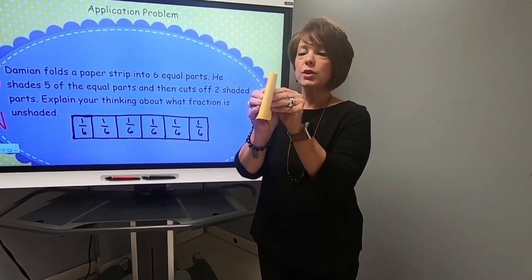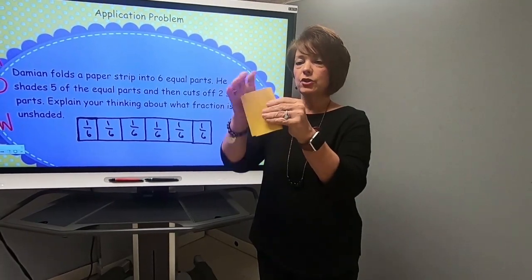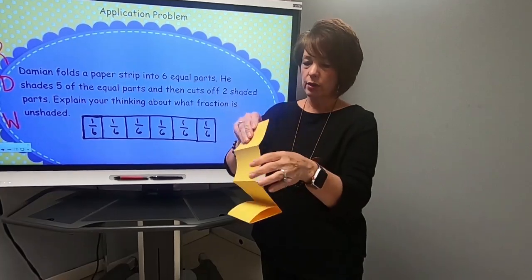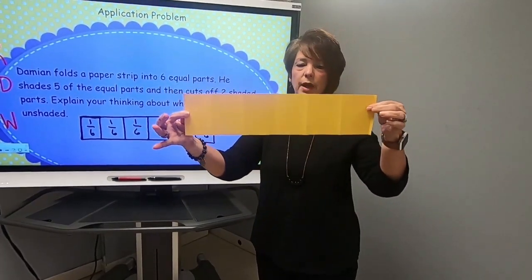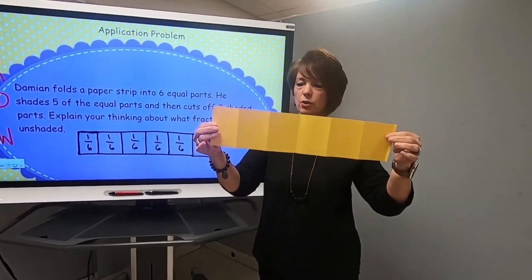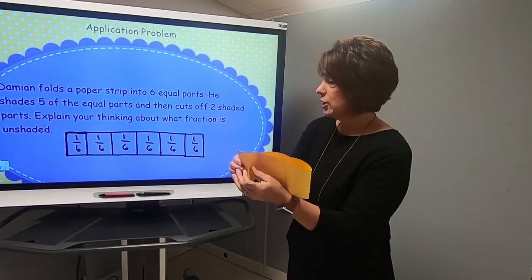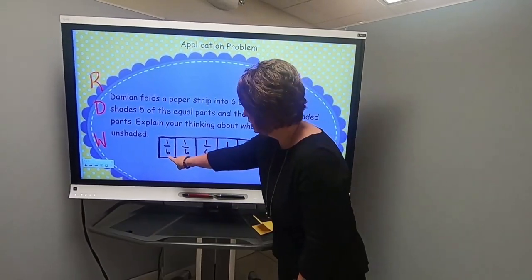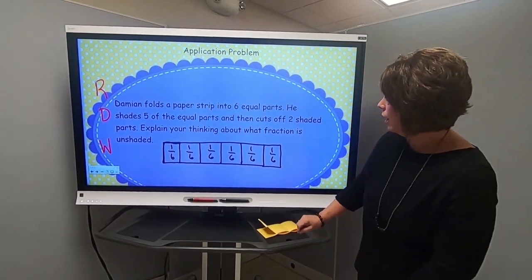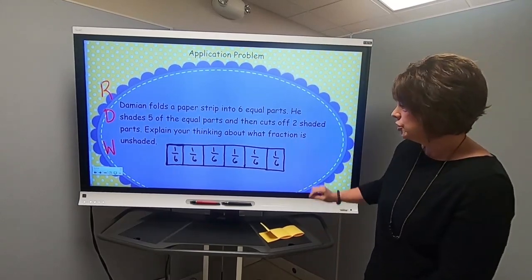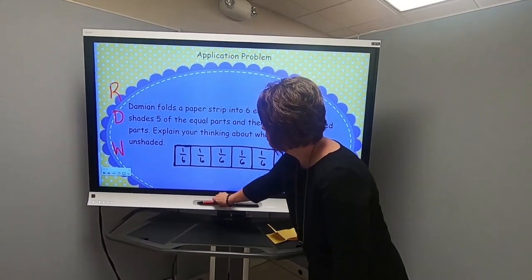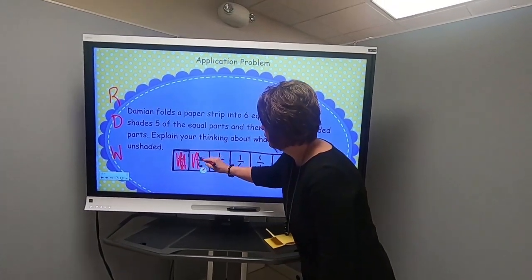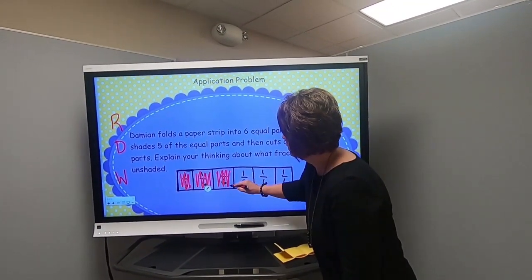Now we're going to fold it one more time, and that should give us our 6ths. And we will have 6 equal parts. So you can see that where my creases are, I have 6 equal parts. Now, my unit fraction for each equal part would be 1/6. Now, in our problem, it says that he cuts off 2 of the shaded fractions. But before we do that, let's shade in 5 parts of our rectangle.